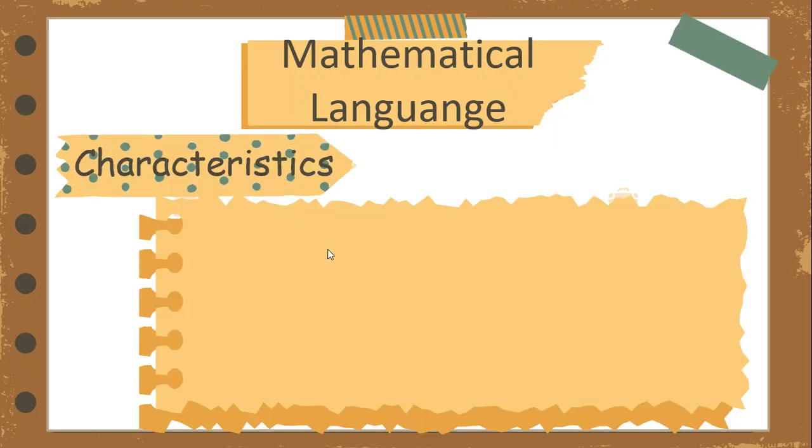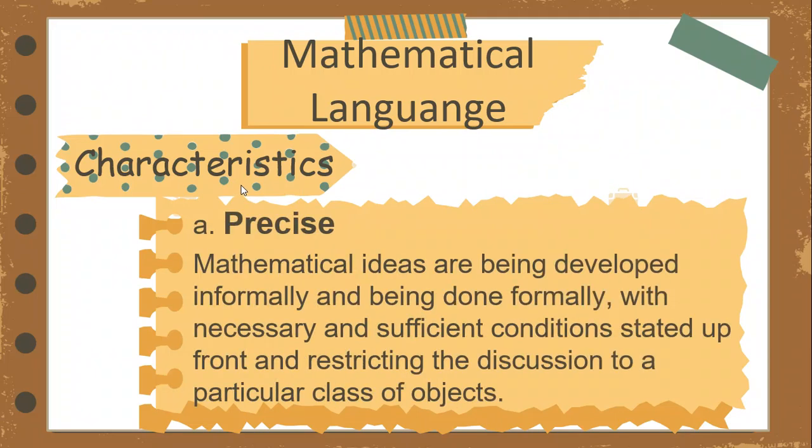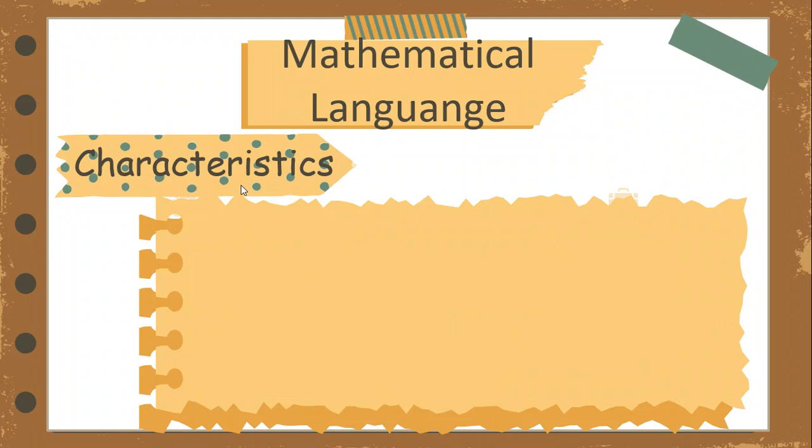So next, a characteristic of math is that it is precise. Mathematical ideas are developed informally and done formally, with necessary and sufficient conditions stated up front and restricting the discussion to a particular class of objects. Precise is able to make very fine distinctions, or it is clear.